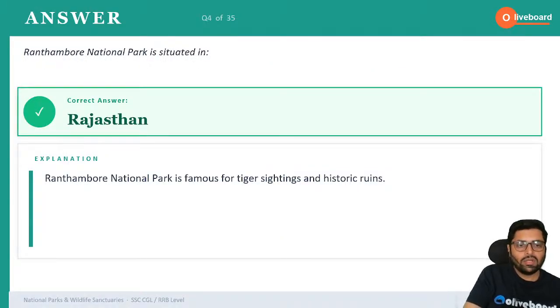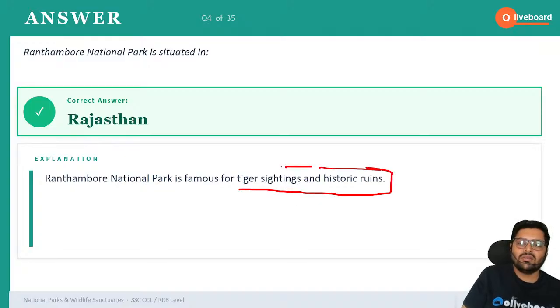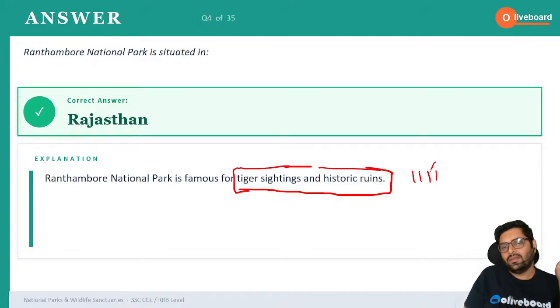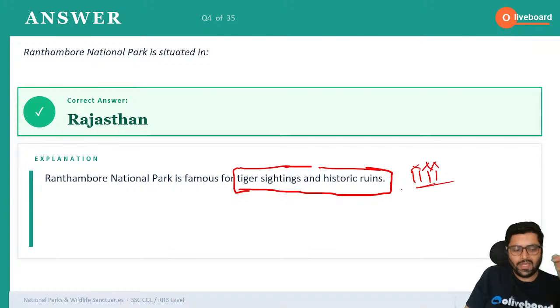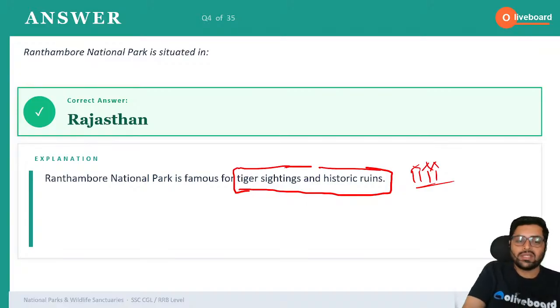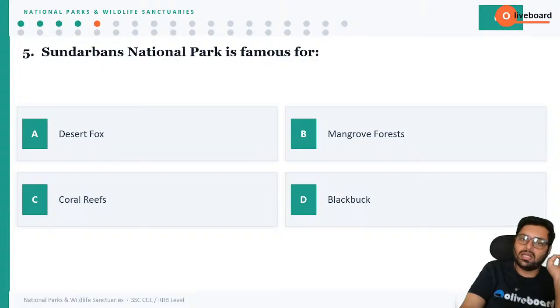So, Ranthambore National Park is famous for tiger sightings and historic ruins. Very scenic, very nice. We can say forts are there, and in these forts we see tigers roaming around. It's nice. You would have seen it in many of the videos also. Correct? So this is about the questions part. This is how the questions are being asked.